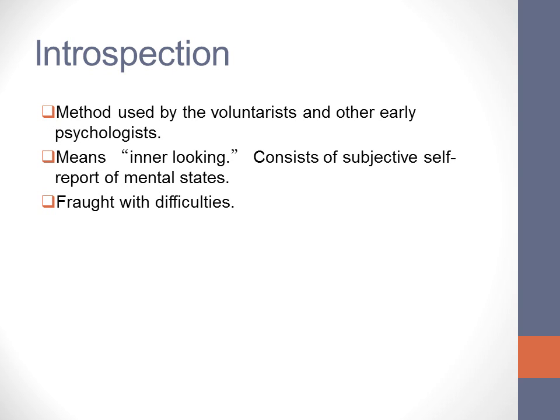The method used by the early voluntarists is one known as introspection. This means looking inward. And it consists of subjective self-reports of mental states. So you put yourself in a dark room, you flash a very dim light, you try to record what the sensations are that you're seeing.